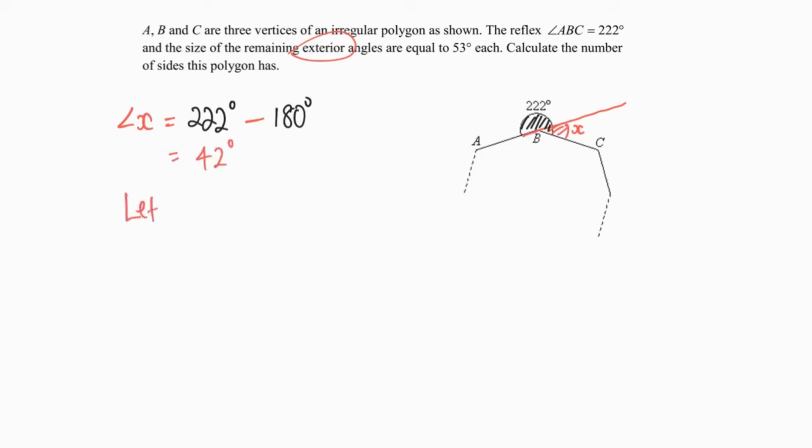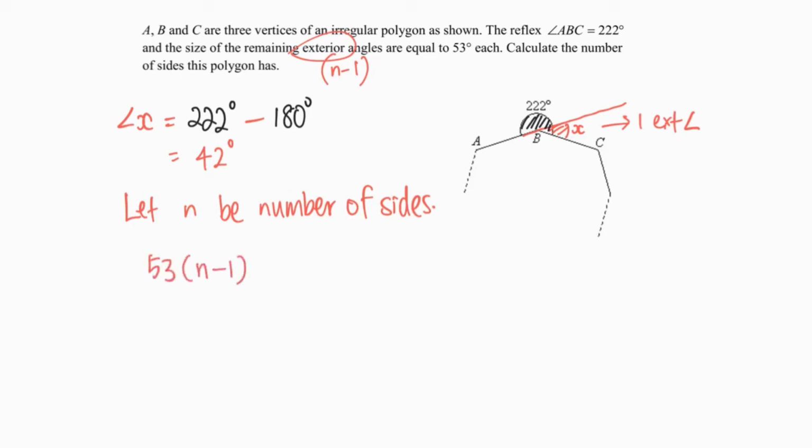We are going to let n be the number of sides for this particular polygon. Since one of them is here, this is one exterior angle, remaining left n minus 1 of them. Therefore, you will see that I will have 53 degrees times this n minus 1 of them plus this 42.